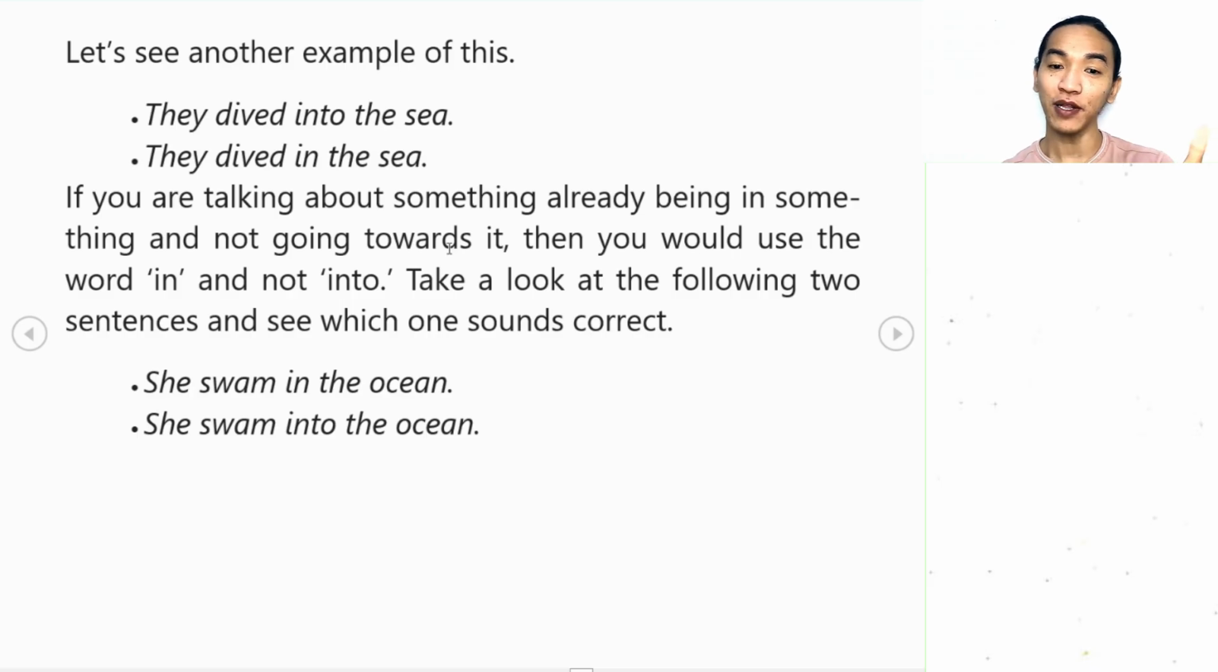Example: she swam in the ocean. So the person is already in the ocean. You're just saying that she is in that place swimming. She swam into the ocean. Now in this case, you're saying that the person is going into the ocean. She's swimming into the ocean. Not inside, but going to it. Do you understand that?